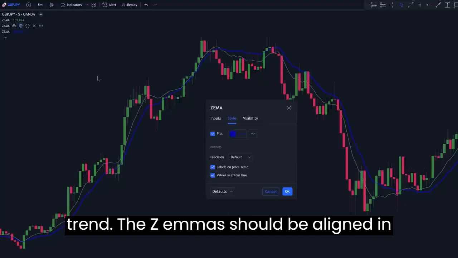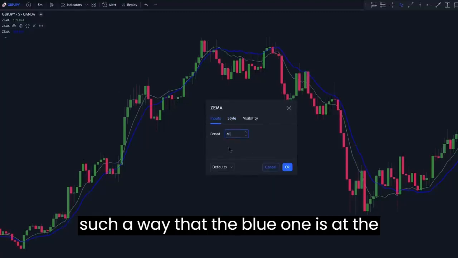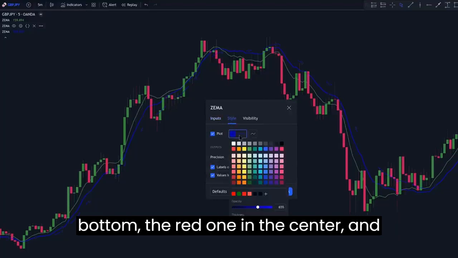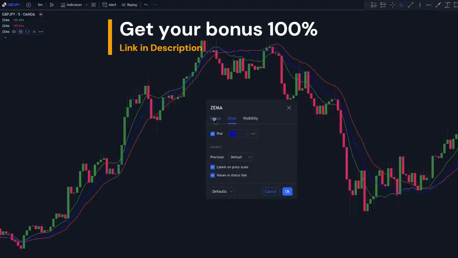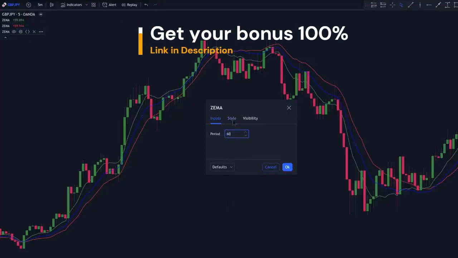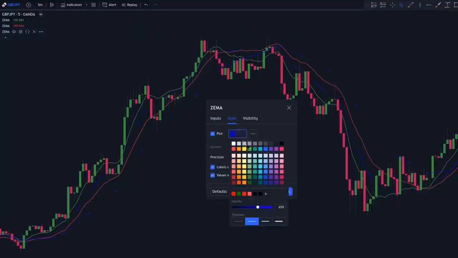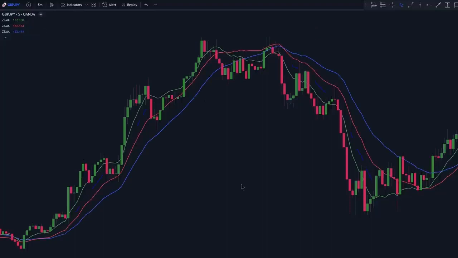For a bullish trend, the ZEMAs should be aligned in such a way that the blue one is at the bottom, the red one in the center, and the green one at the top. For a bearish trend, the blue one should be at the top, the red one remains in the center, and the green one should be at the bottom. So how do we trade using this strategy?